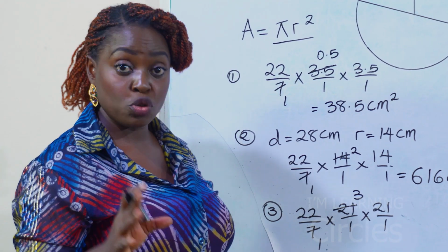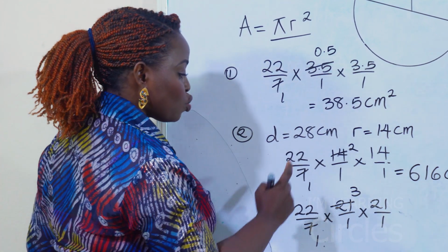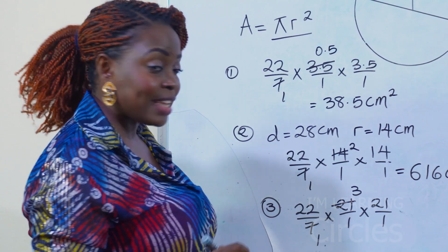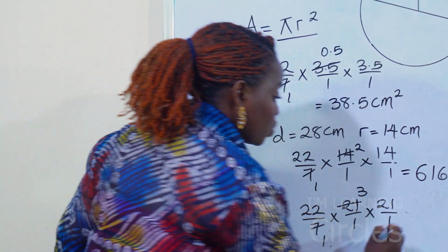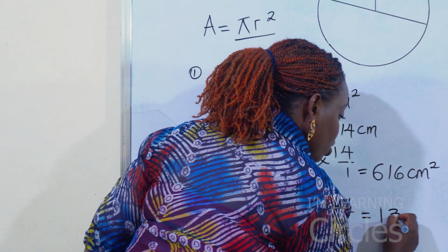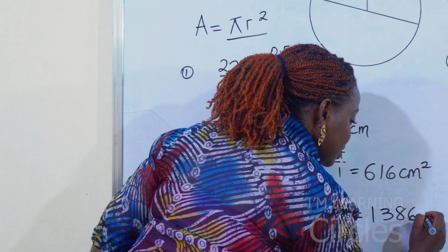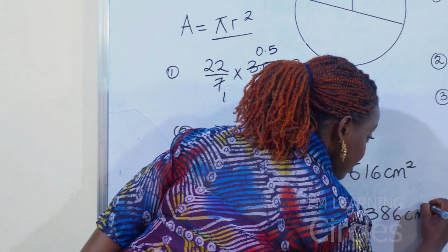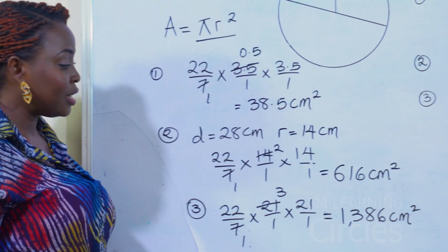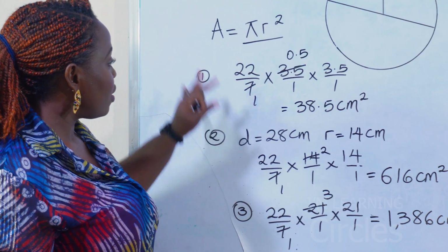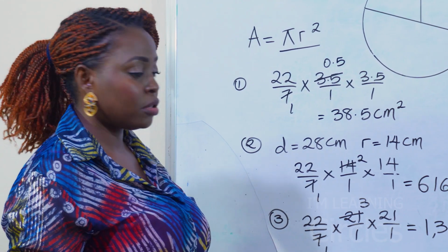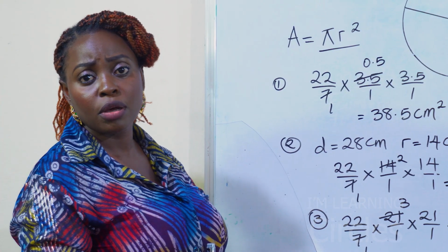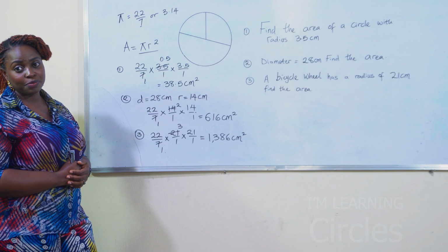Now it is time to multiply. 22 times 3 is 66. 66 times 21 is 1,386 centimeters. Yes, yes, yes. Squared. Fantastic. Now that is the area for the third circle. And really, that's how you solve area and circumference of a circle.